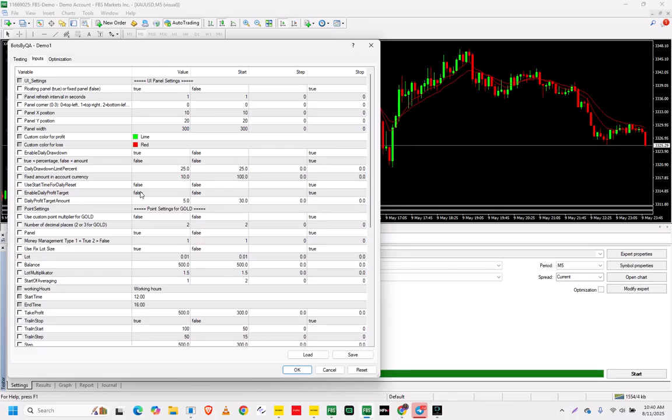Maybe you want $5 per day or maybe $10 per day. But whatever daily target you are going to use, ensure it's more than the daily drawdown limits that you are using, so that you can have a good win to lose ratio. So that is that with this.